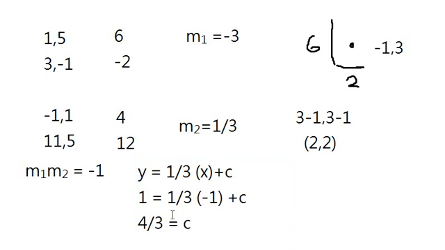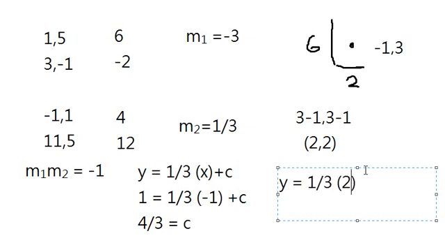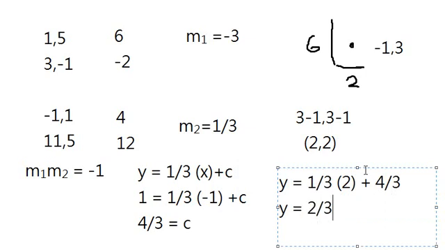Okay, so we've got this equation, and we have to show that 2, 2 lies on top of this. So let us try. Let's see what y will be when x is 2. So y is equal to 1/3 of 2 plus 4/3. So that would be 2/3 plus 4/3, which goes to 6/3, which equals 2.